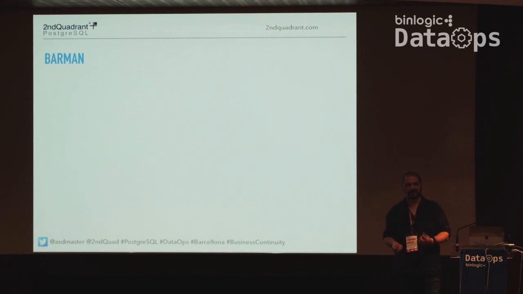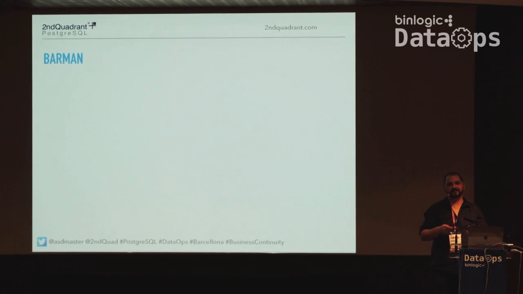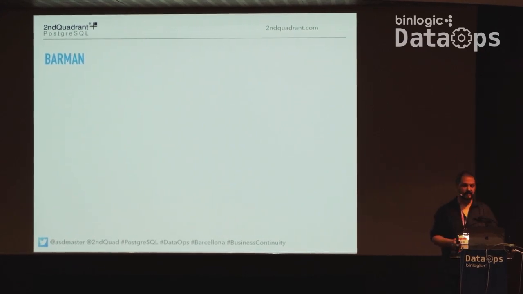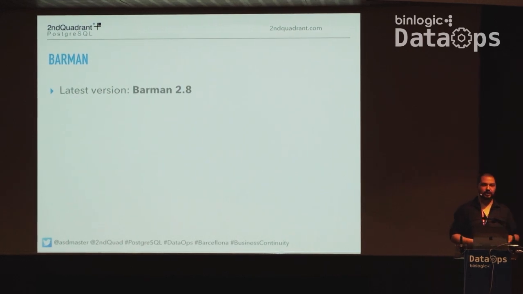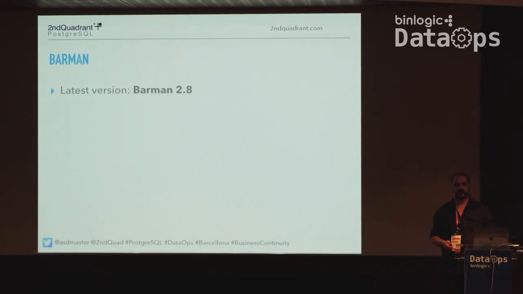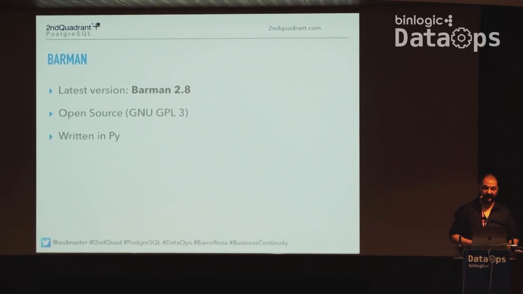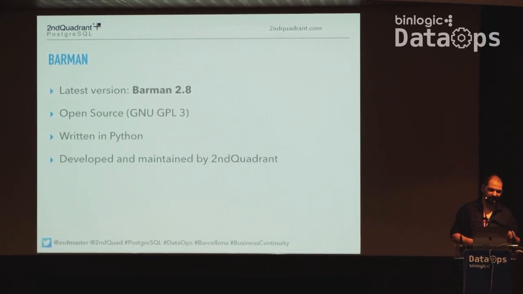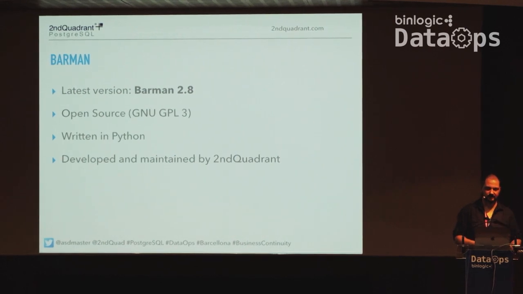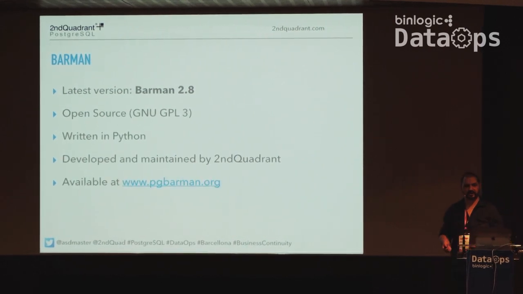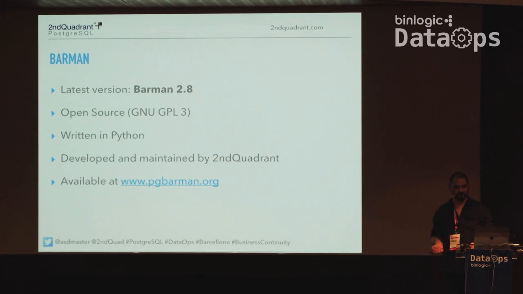And we, as Second Quadrant, as I said, I'm part of the Barman team, we created a tool called Barman that is specifically for this. We are currently at version 2.8. Barman is open source. It's written in Python, developed and maintained by Second Quadrant, and it's freely available on pgbarman.org. Okay, so let's move over.